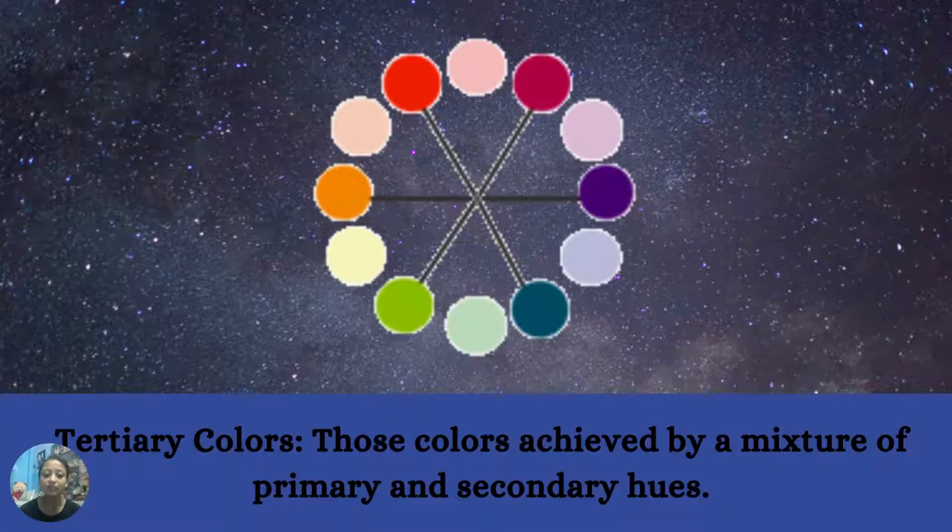The other one is tertiary colors. So what are tertiary colors? These colors are achieved by a mixture of primary and secondary hues. Hues means different shades of color. So you can always try with the darker shades of red or the soft shades of red, or green, yellow or blue, that way.